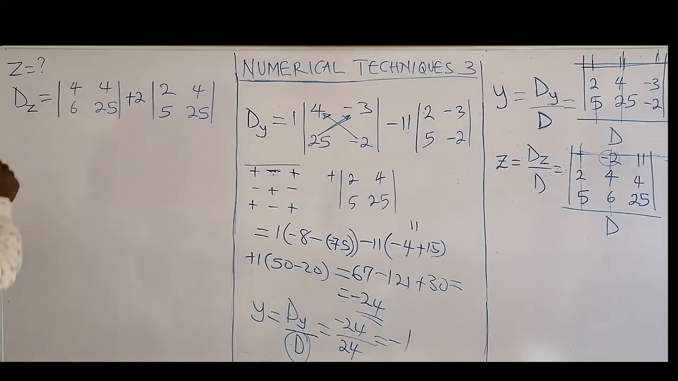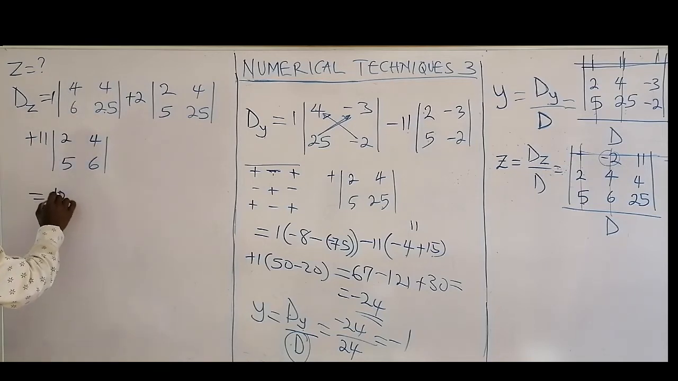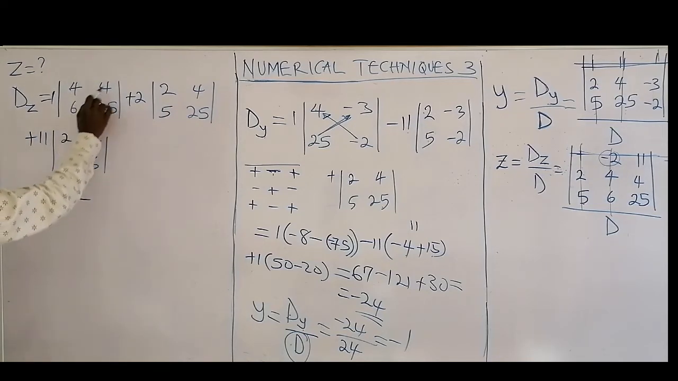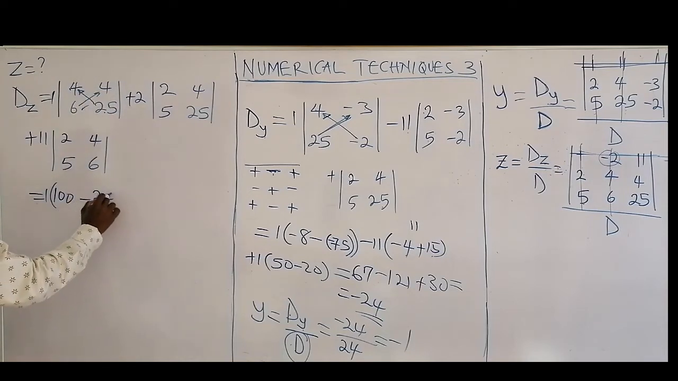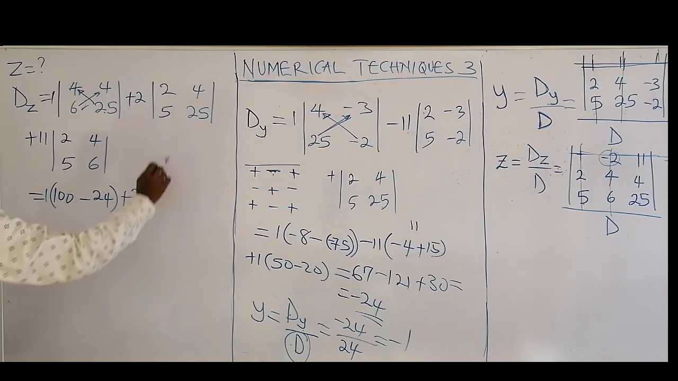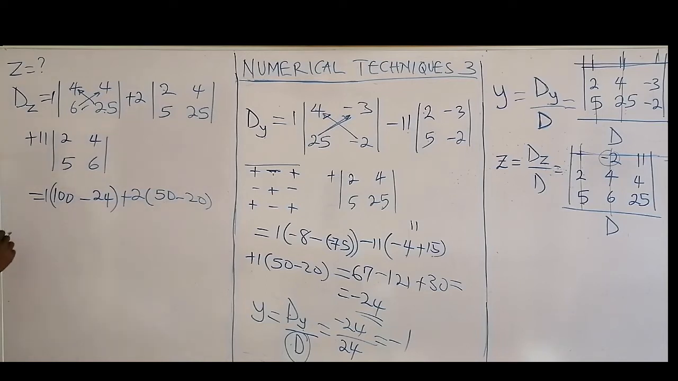And the last one, that's plus 11. Do the same thing also. Cover that vertical and horizontal, and we're going to have 2, 4, 5, 6. So 4 times 25, that's 100. Minus 6 times 4, minus 24. Then plus 2 into bracket 25 times 2, that's 50, then minus 20. And the last one, plus 11 into bracket 2 times 6, that's 12, minus 20.